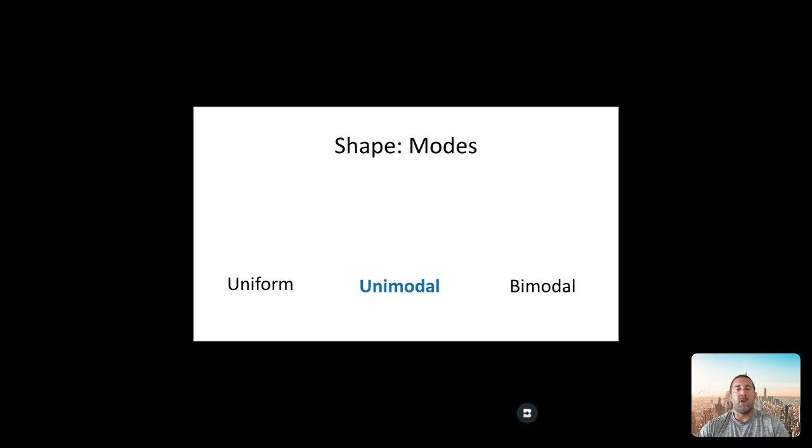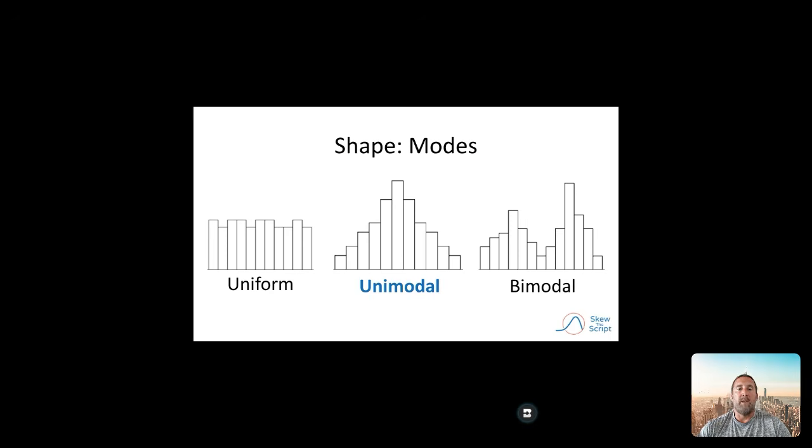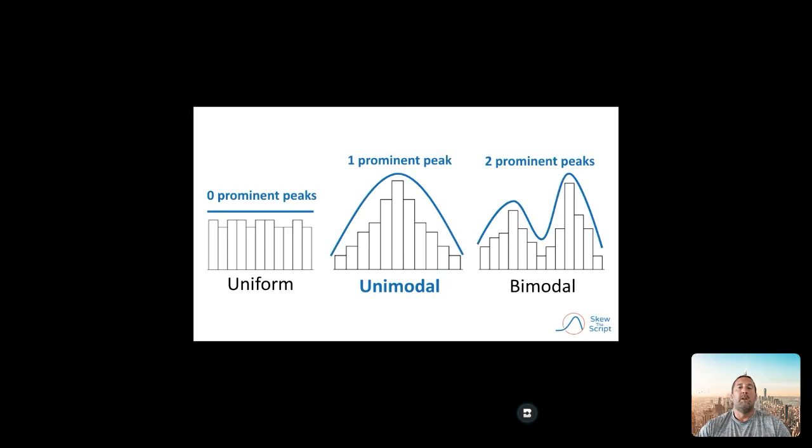Let's discuss what we mean by shape. When describing shape, you can comment on the number of modes or peaks. If a distribution has 0 prominent peaks or modes, we say it's approximately uniform, meaning that the frequencies are uniform or similar across all values. If it has 1 clear peak or mode, we say it's unimodal. Finally, a bimodal graph has 2 peaks or modes.